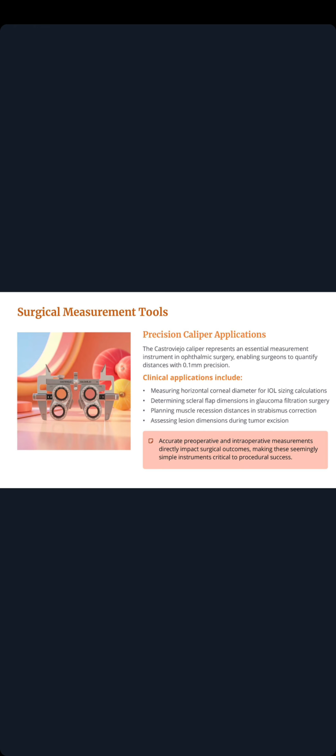The clinical applications include measuring horizontal cornea diameter for intraocular lens sizing calculation before the surgery. Then you determine a scleral flap dimension in the glaucoma filtration surgery, and then you plan for muscle recession distance for correction of strabismus in the eyes. Strabismus means the two eyes are not in the same direction when you look at them.